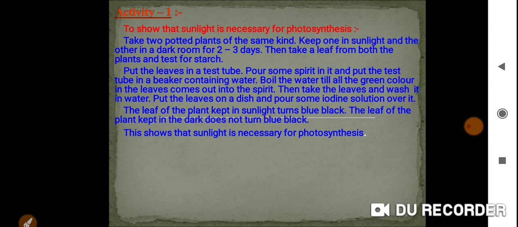This activity we can discuss in detail in the laboratories. I will show you also. Okay, so I hope that you understood this one. If you have any difficulties, you can write your question, or you can drop it to my personal number.